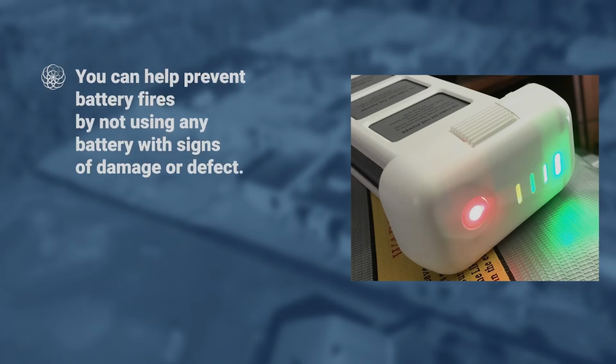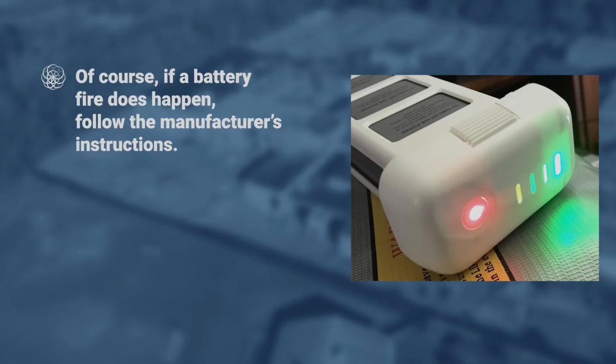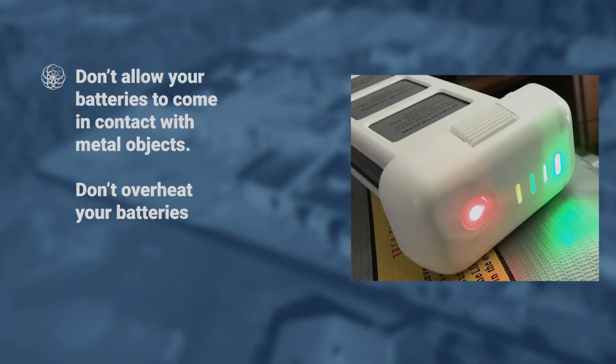You can help prevent battery fires by not using any batteries with signs of damage or defect. Of course, if a battery fire does happen, follow the manufacturer's instructions. Don't allow your batteries to come in contact with metal objects, and don't overheat your batteries.